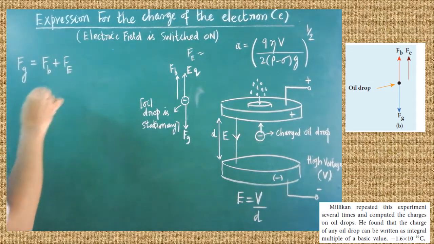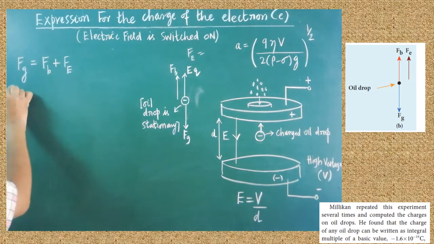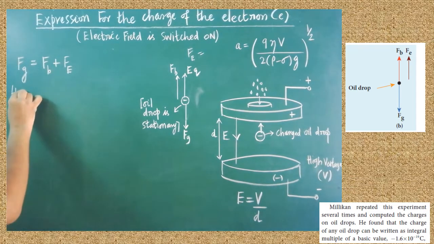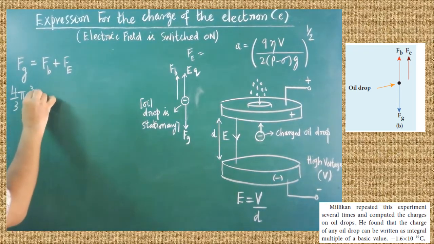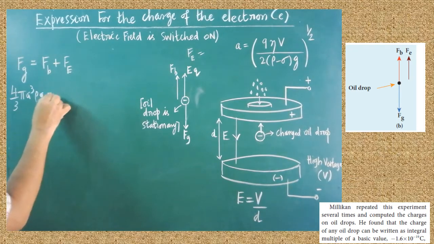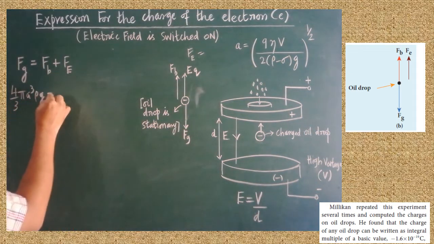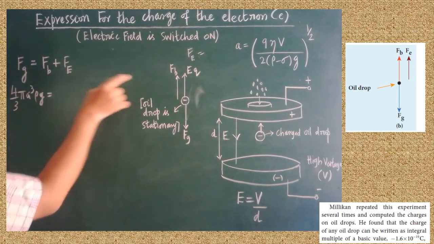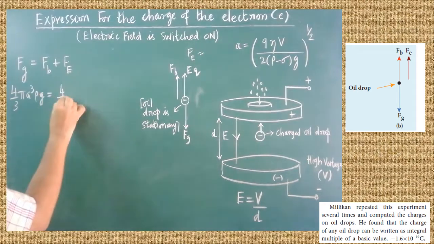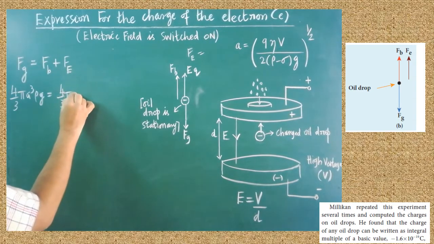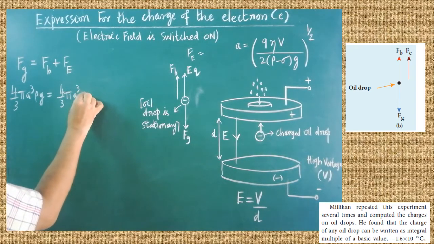Now we will write all the equations. Fg is nothing but 4/3 pi a cube rho g. This is the value of the gravitational force. What is Fb? Fb is nothing but the buoyant force. Already we have derived this expression, 4/3 pi a cube sigma g.